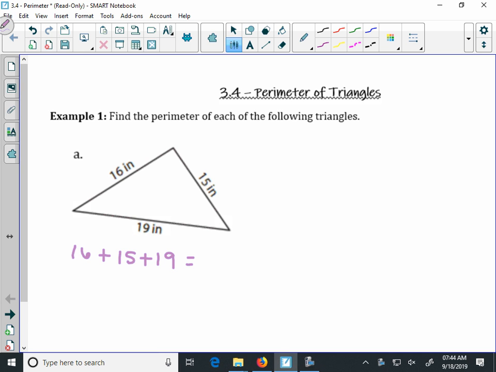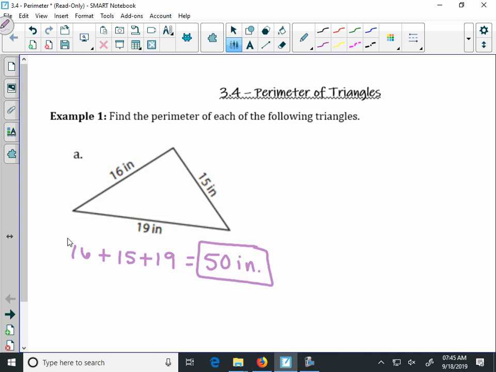What is it? 50. So it would be 50 what? Inches, just 50 inches. So, yes, it doesn't look like it's 50 inches. Things aren't always drawn to scale in geometry, so that's not probably technically 50 inches. But hypothetically speaking, if we had a triangle with those dimensions, the perimeter of that triangle would be 50 inches. Okay.